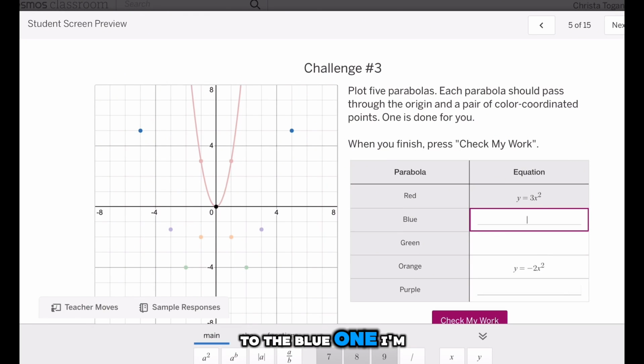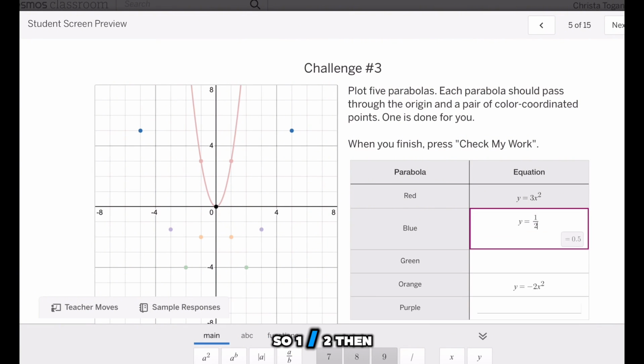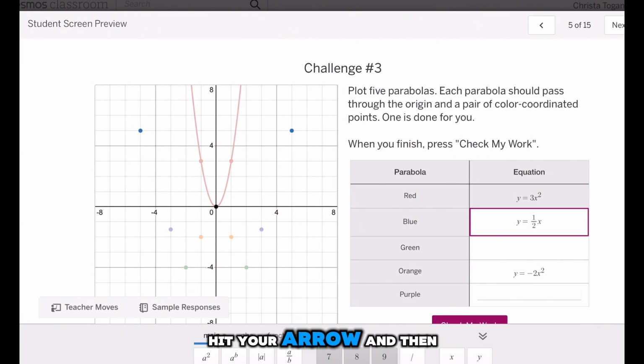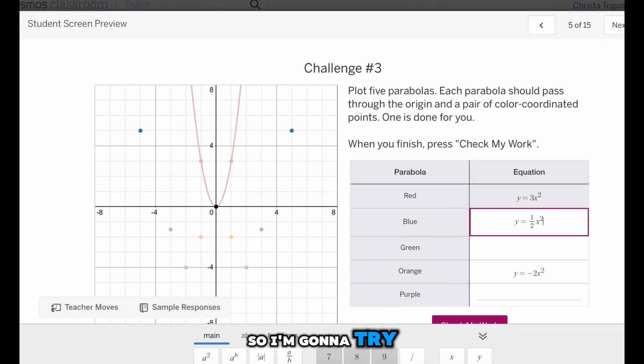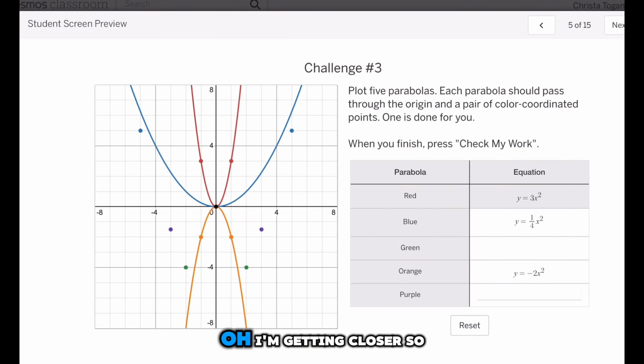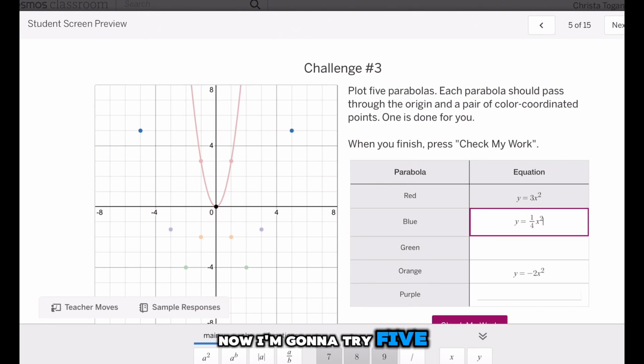So that means that the smaller the number gets, the wider the parabola gets. So if I'm going to go to the blue one, I'm going to say to myself, well, it has to be a number that's smaller than 2. And it can't be 1, because that would be y equals x squared. So I'm going to try a half. So 1 divided by 2, then hit your arrow, and then x squared. And let's check it. Well, look at that. So I'm not quite through those 2 blue dots. So I'm going to try 4, because I don't really think that 3 would stretch me out more. Uh-oh, I'm getting closer. So now I'm going to try 5.